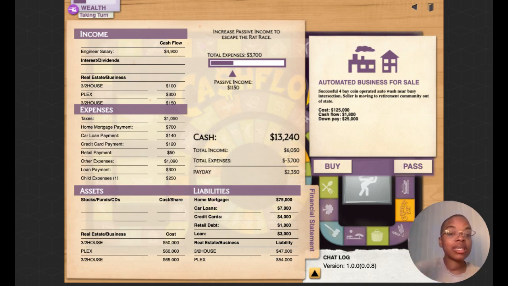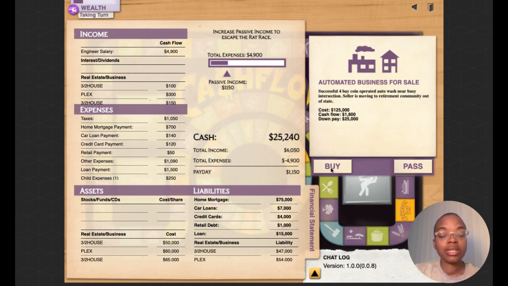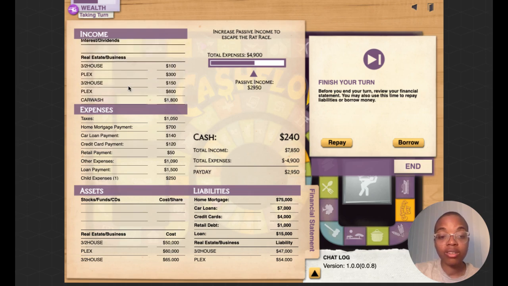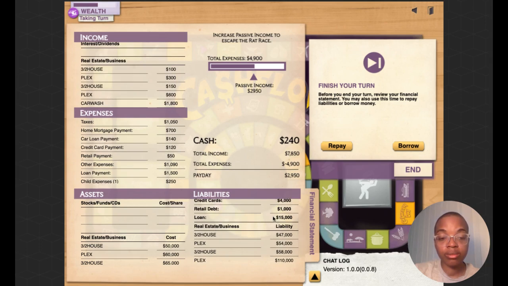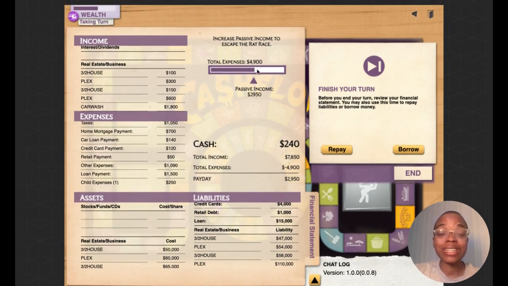It's not bad. I'm gonna take the risk on this one. So I'm gonna go ahead and buy this one. As you see, I'm up now. I'm at $2,950 a month, right? So my loans, I've taken out about $15,000 worth of loans, which leads to about $1,500 in loan payment. But my passive income, I'm over halfway out of the rat race.